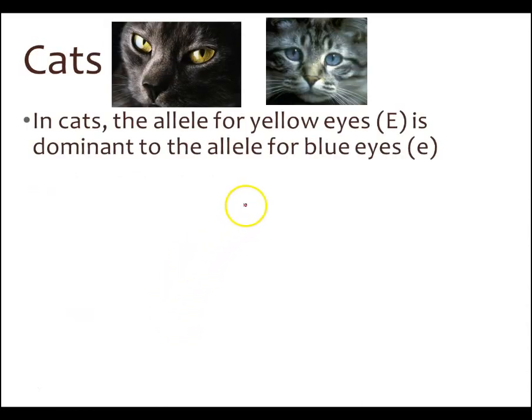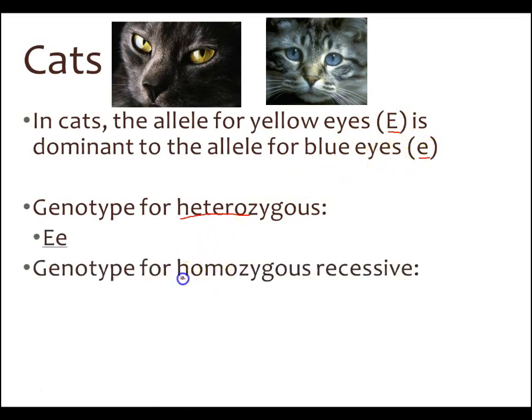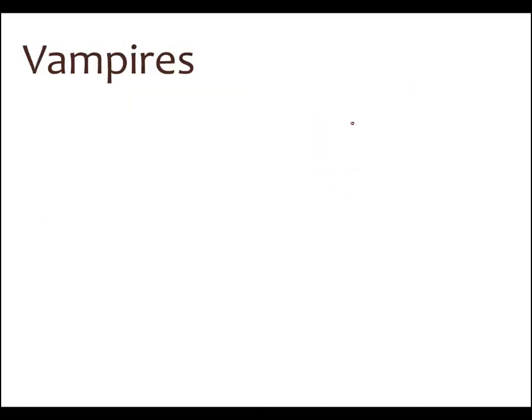All right, in cats, the allele for yellow eyes, big E, is dominant to the allele for blue eyes. Look, I'm just making these up. Please don't be like, oh, I trust my two cats. It's just an example here. So yellow is dominant to blue. So the genotype for heterozygous, hetero meaning different, would be one of each, big E, little e. The genotype for homozygous recessive, remember homo meaning the same, recessive being little e, that would be little e, little e, same of that one there. And the genotype for homozygous dominant, homo meaning the same, two of these guys right here, big E, big E.